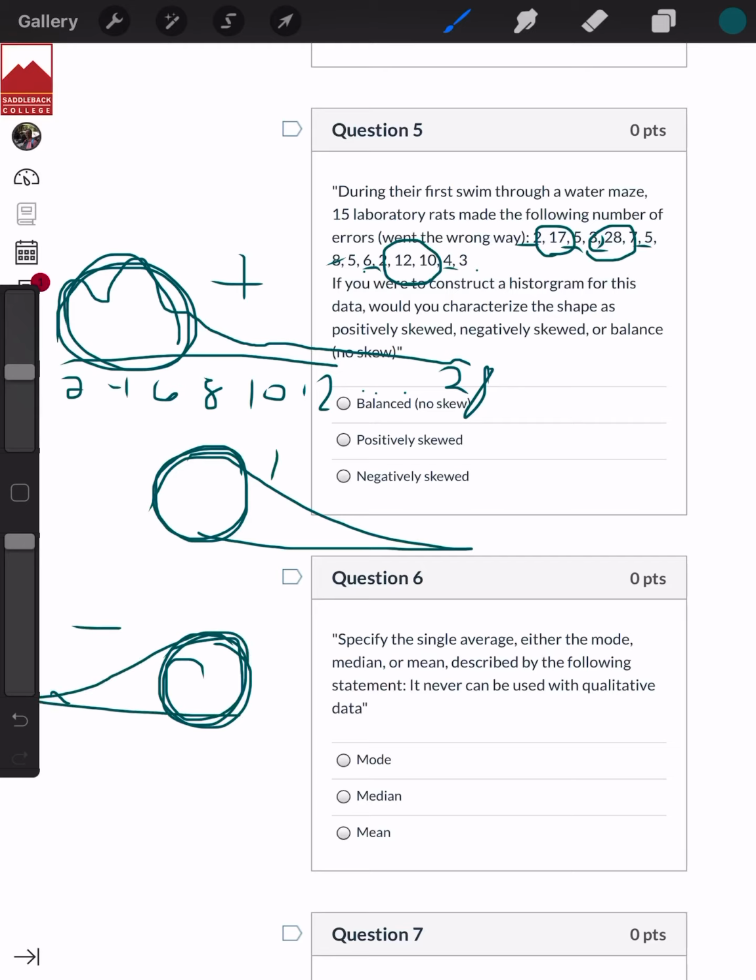then that means the distribution is going to look like this. So this is a negative skew, this is a positive skew. This one's positive because the rogue number was higher than the others. This one's negative because the rogue number of 2 was lower than the others.